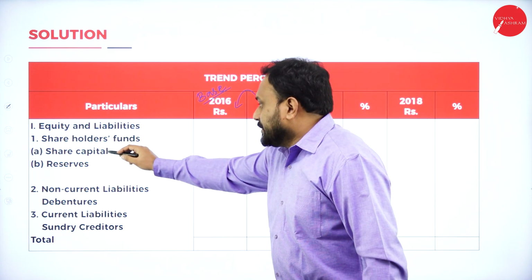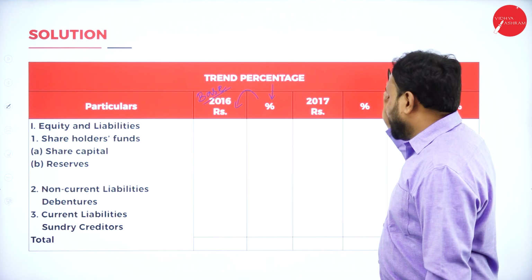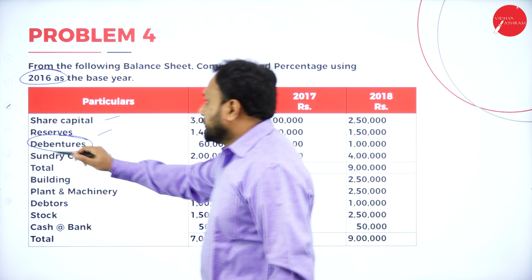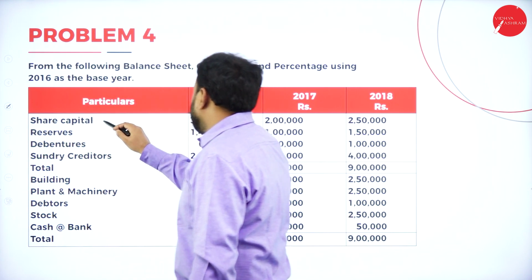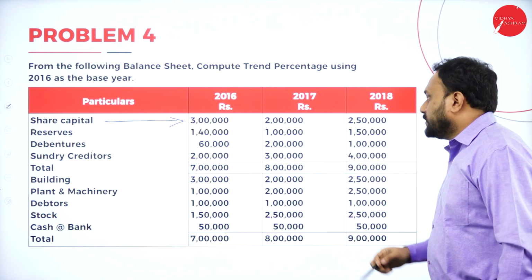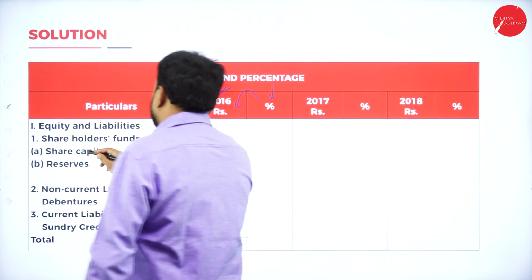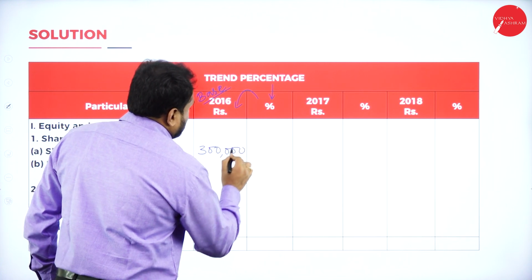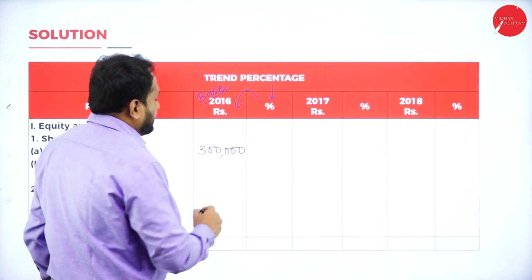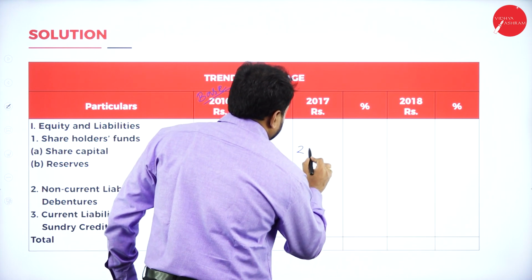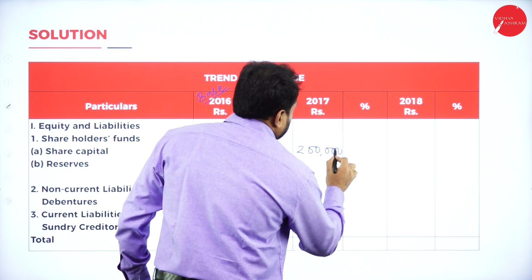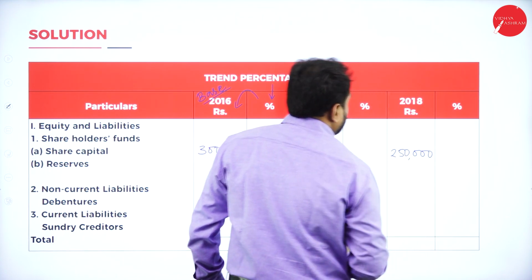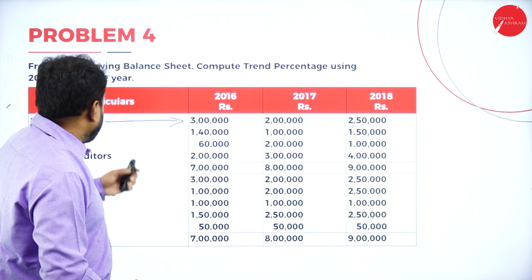The first one, share capital 2016, 17 and 18, how much is it? I'll just erase everything right now for you people. So share capital is here 3 lakh, 2 lakh, 2 lakh 50, 3 lakh. Your share capital is how much? 3 lakh. Then we have 2 lakh and 2 lakh 50. Then here we'll write 2 lakh and then 2 lakh 50,000. Done.